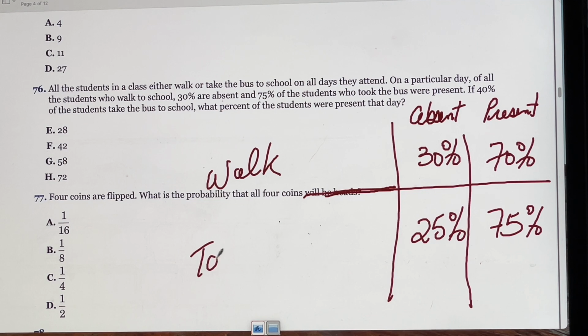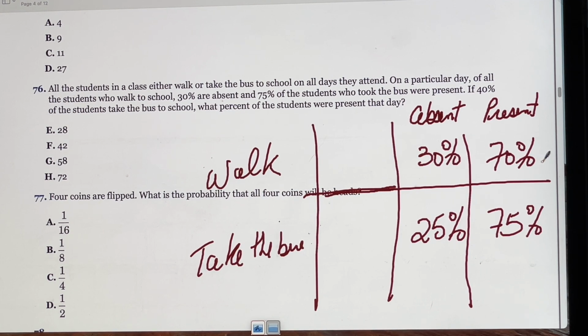This is take the bus. Take the bus to school. Okay, particularly of all the students who walk to school, 30% are absent, so 70% are present. 75% of the students who took the bus were present, which means 25% were absent.